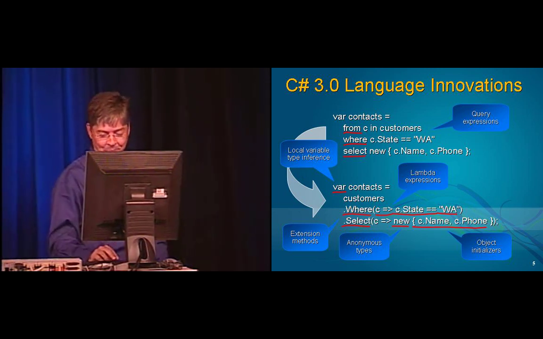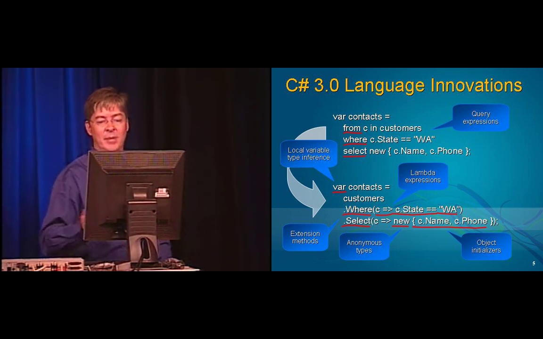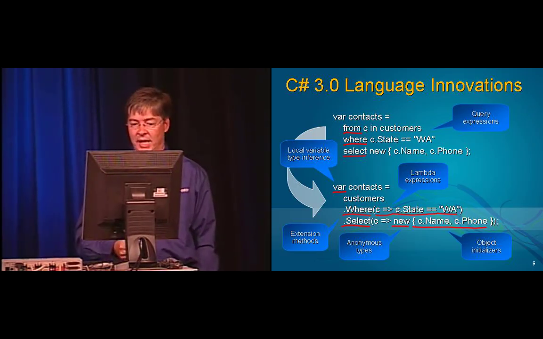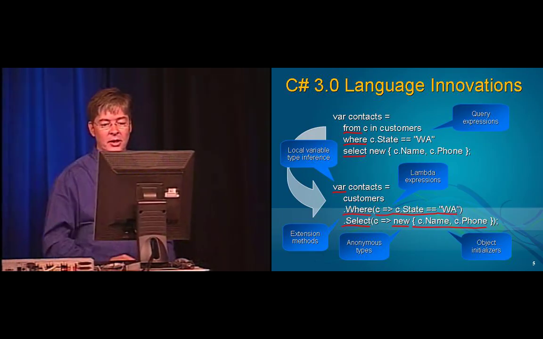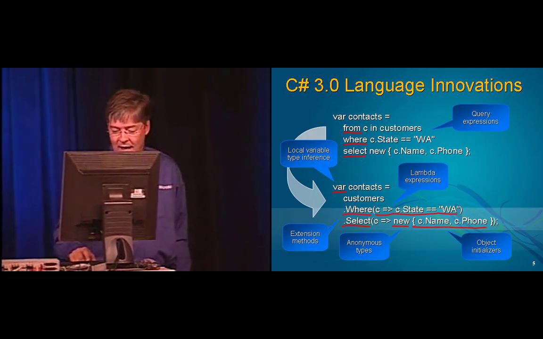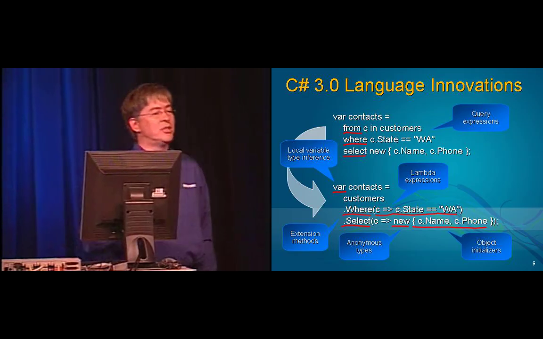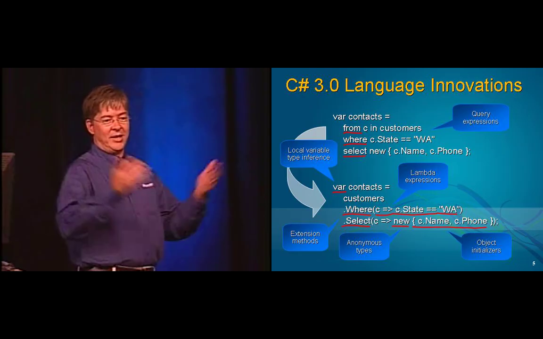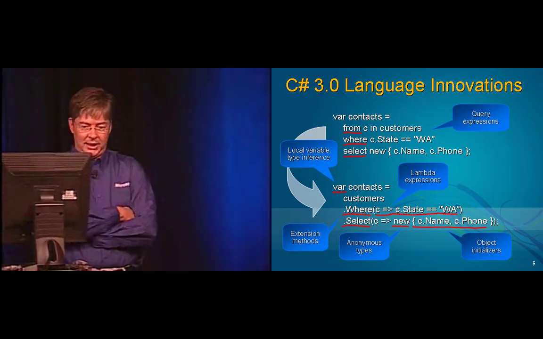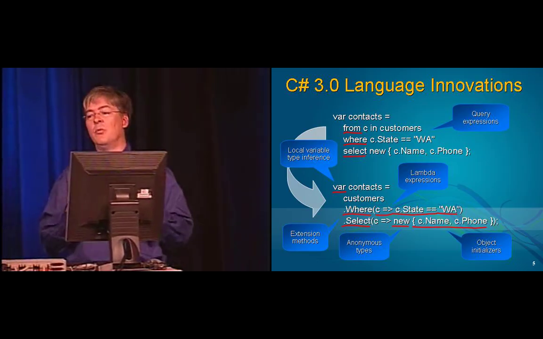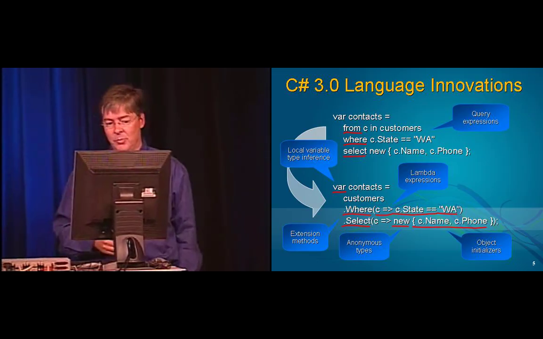It isn't. We have a lambda expression in here, and that's how we express predicates and select expressions and so forth. We're using an object initializer to perform our projection, and we're using an anonymous type in order to create a projection out of thin air without first having to declare a type. So all of these language innovations we're now going to take a look at in more detail.